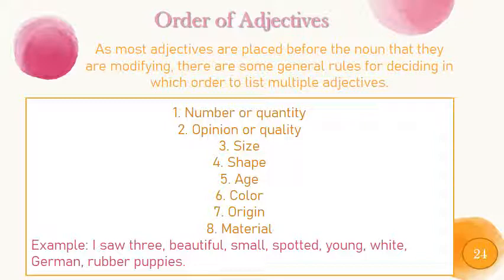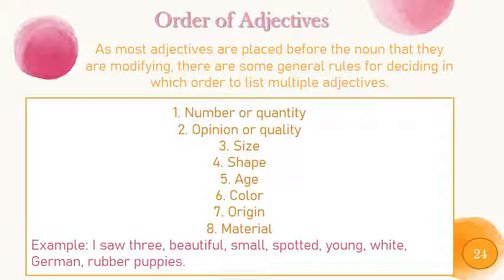The first one, the first order in the adjectives is the number or a quantity. If we're talking about number or a quantity, then I have to put it at the beginning. Then if I have an opinion or quality, I put it second. The third is the size. The fourth is the shape. The fifth is the age. The sixth is the color. The seventh is the origin. And the eighth is the material.